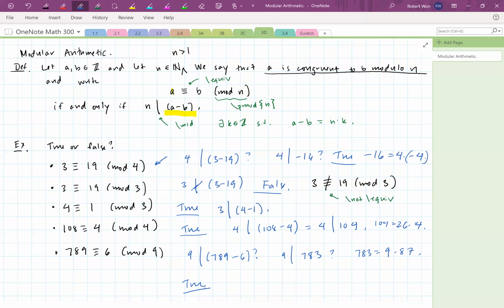Okay, so this is the definition of what it means. This is the definition of congruence modulo n. But the usual way that you should think about modular arithmetic, so you should definitely know the definition, but this is not necessarily the way that you'll always think about it. The way to think about it is like what I'll call clock arithmetic.